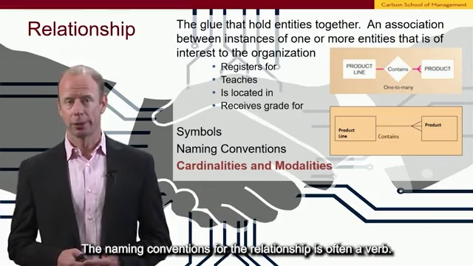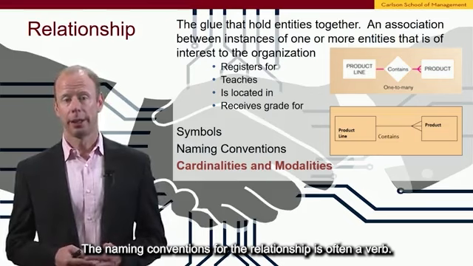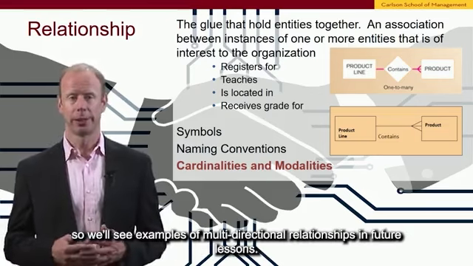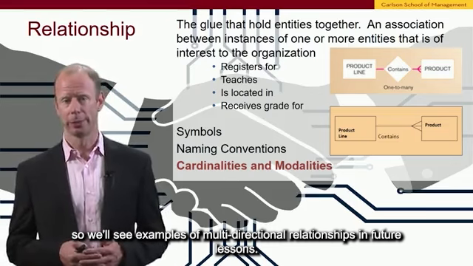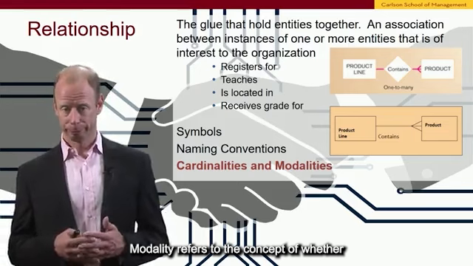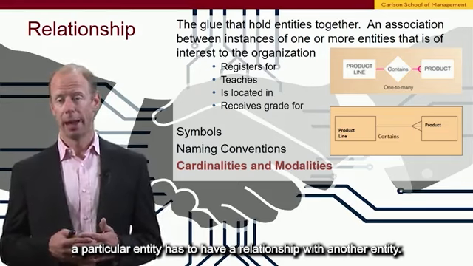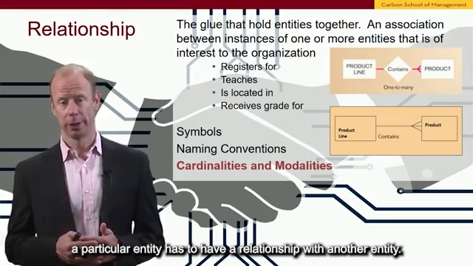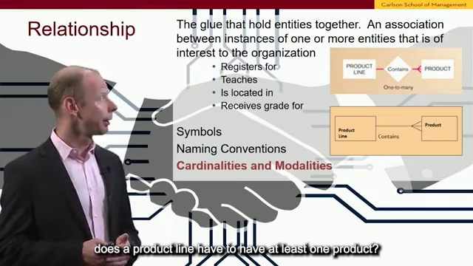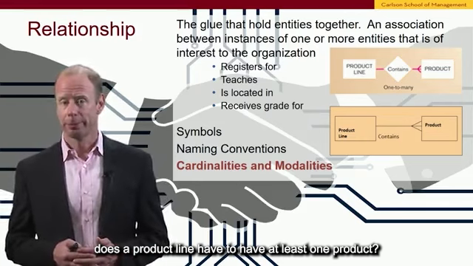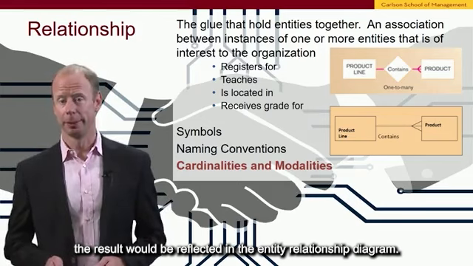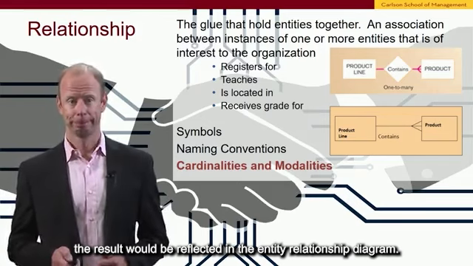The naming convention for the relationship is often a verb, and the verb might be multidirectional. We'll see examples of multidirectional relationships in future lessons. Modality refers to the concept of whether a particular entity has to have a relationship with another entity. So for example, in our example here, does a product line have to have at least one product? That's a good question to ask your business user, and the result would be reflected in the entity relationship diagram.